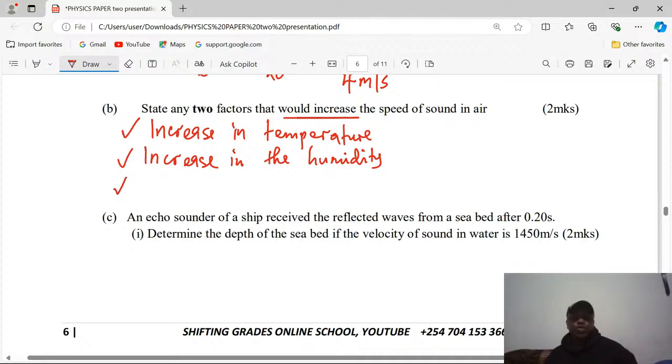Another factor which would increase the speed is when the direction of the wind in the given location is the same as the direction of the sound. So if the sound wave is moving in the same direction as the wind in the given area, then that sound is going to move at a faster speed.